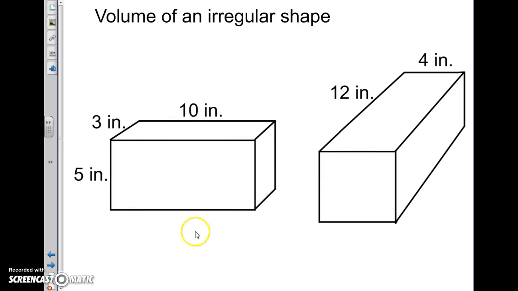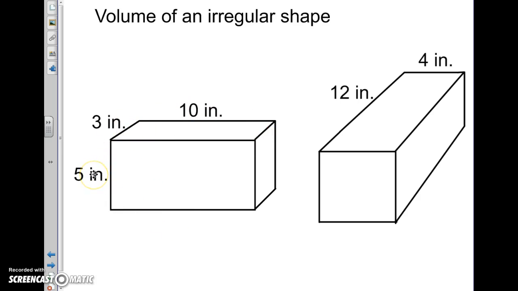So as I look at this rectangular prism, I can see that it has a length of 10, a width of 3, and a height of 5 inches, right? So it's 5 by 3 by 10 inches. So what would the volume be of this part of this irregular shape, of this rectangular prism? What would the volume be?